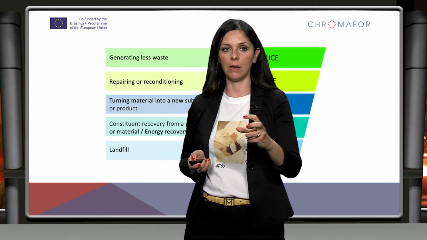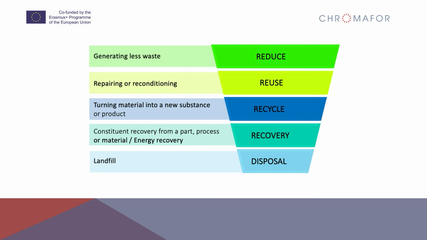This is a picture that describes in more detail this hierarchy of waste. The first step we have to follow as producers and as consumers is the reduction. That means the generation of less waste. Then we have to reuse the things and the materials. So maybe we can repair and recondition goods and other things. Then we have to recycle, that means turning materials into a new substance or product.